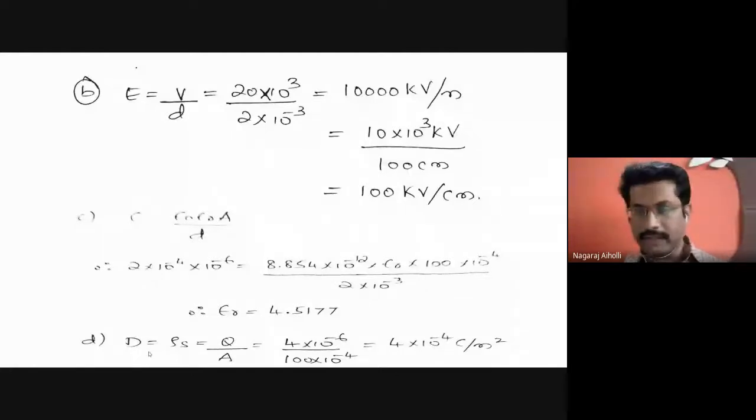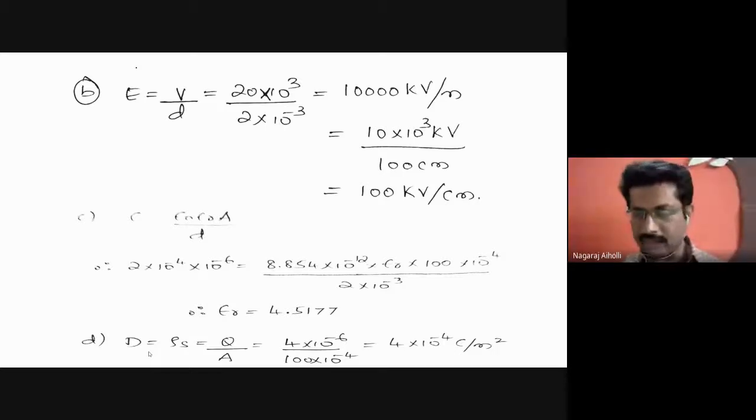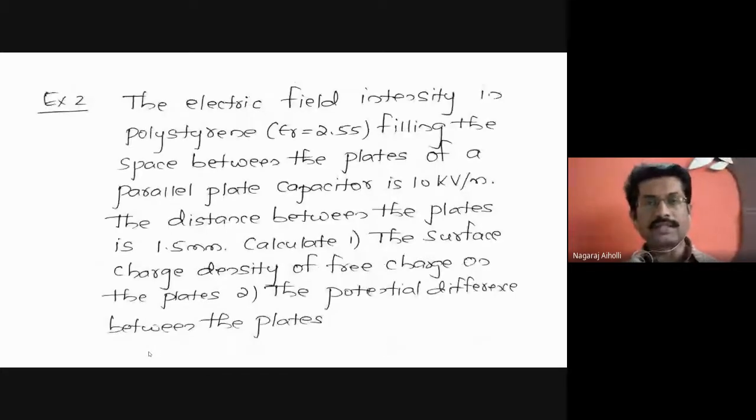Are you getting the answer here? The same answer? Yes, sir. Same answers. Okay, right. Let us take one more example. Note down this example, students.